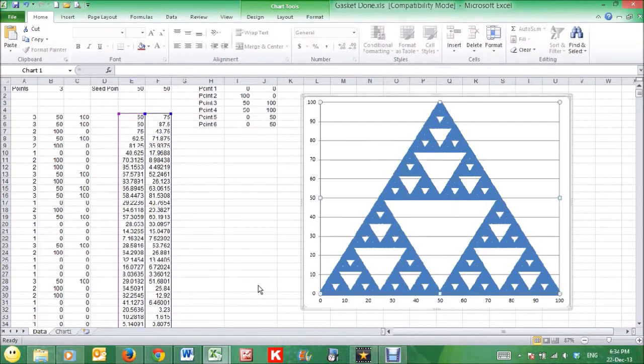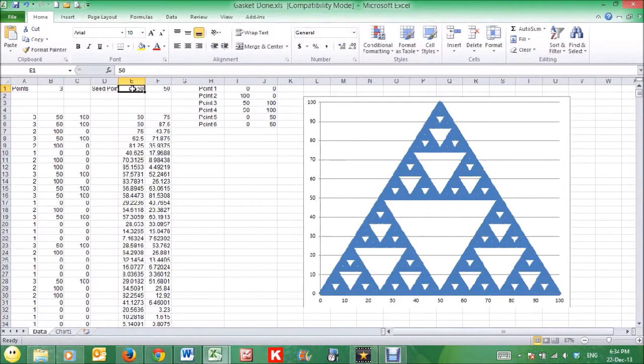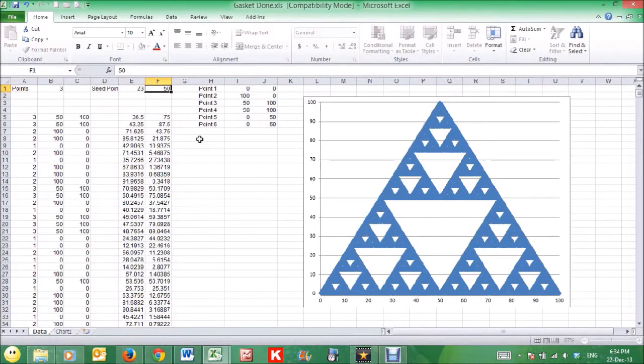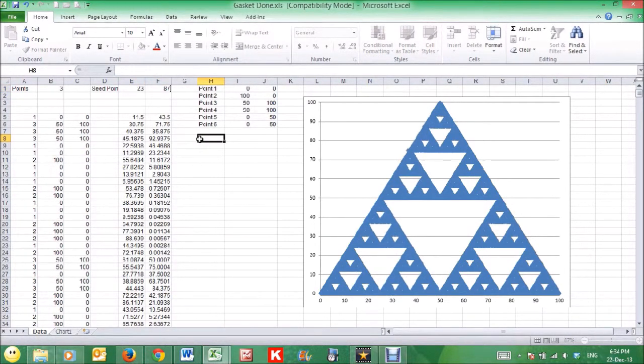Ah, yes, of course, the Sierpinski Triangle. Why wouldn't I have thought of that? But you might say, wait a minute, what if your seed point was changed? So instead of having it at 50-50, I'm going to change this to 23, I don't know, 87. What happens now? You can see a few different points there, but essentially it's the exact same thing.